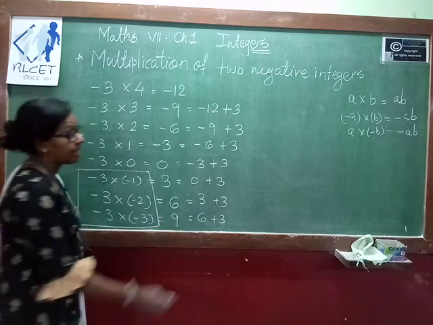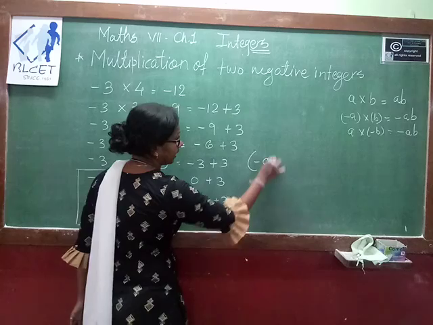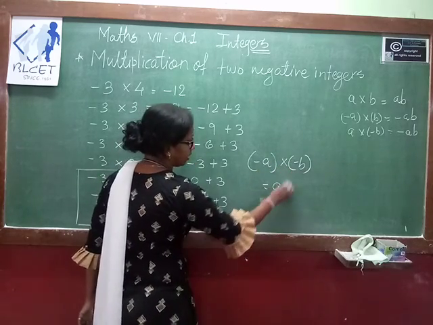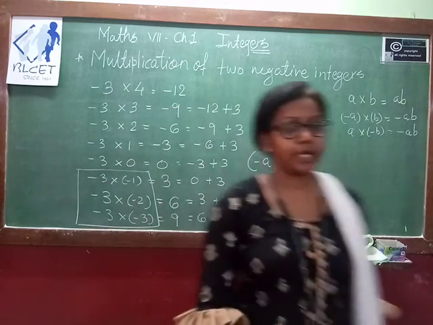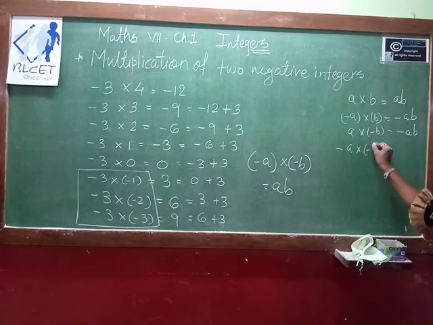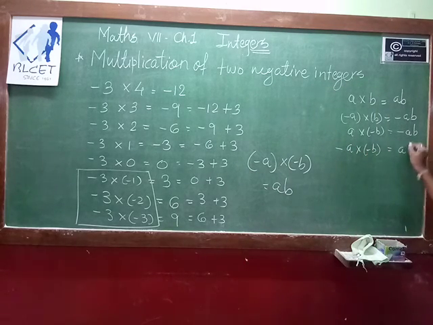So what can we say? If both the integers are negative, then what is our product? Always positive. This is our fourth rule: minus A into minus B will always give you AB. So what can we say? In addition, what do we do? Both the numbers positive, addition is positive.